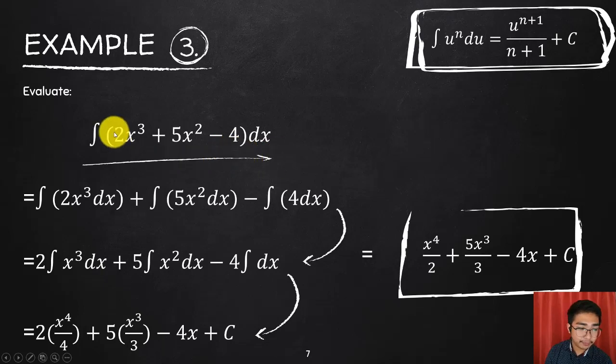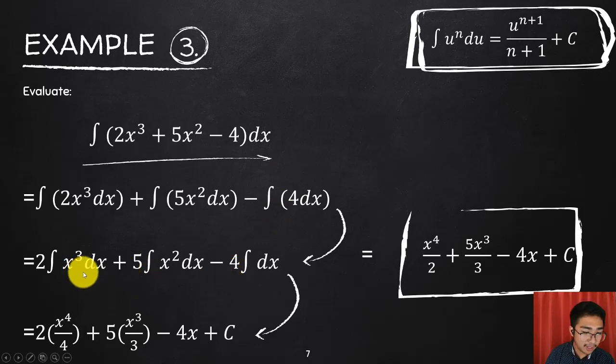So if we do that, this now becomes three individual integration processes. This is now integral of 2x cubed dx plus integral of 5x squared dx minus integral of 4 dx. Minus because the sign here is negative. Okay? So again, property number 3: if a constant is inside the integral sign, you can factor it out and just multiply it later to the integral. So factor out 2 here, factor out 5 here, and then factor out 4.